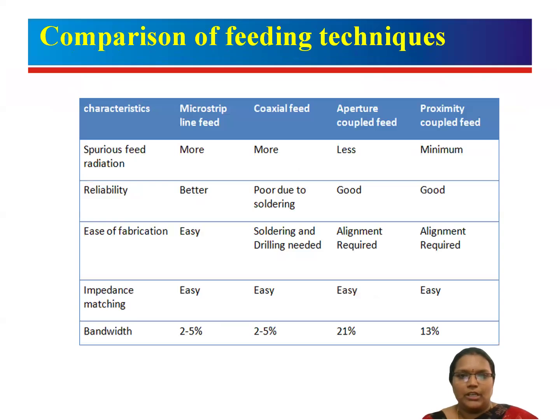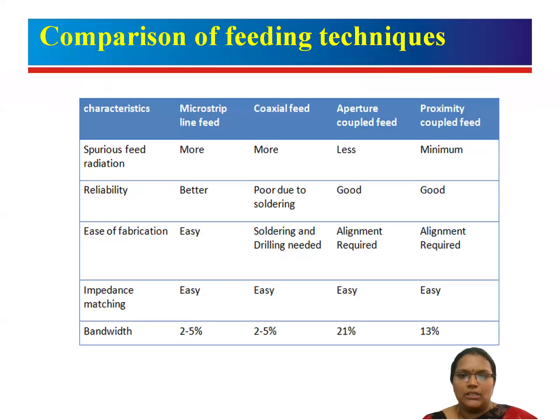It is the comparison table for different types of feeding techniques. Coming to the spurious feed radiation, which is more in microstrip line, and it is also more in coaxial feeding technique. In non-contact feed methods such as aperture coupled feed and proximity coupled feed, there is a minimum amount of spurious feed radiation. The reliability is better in microstrip line and it is poor due to the soldering in coaxial cable feeding technique. Aperture coupled feed is good and proximity coupled feed is also good in reliability.